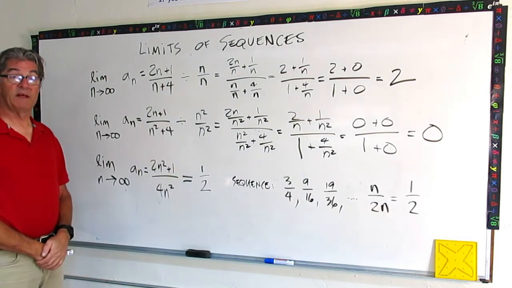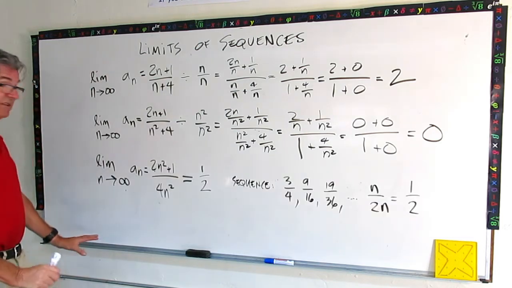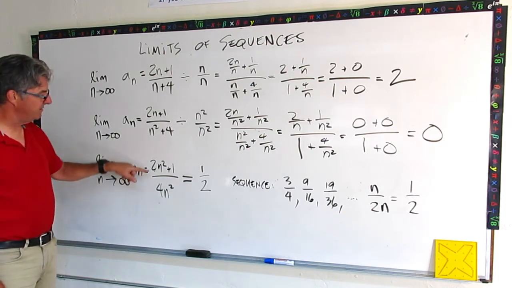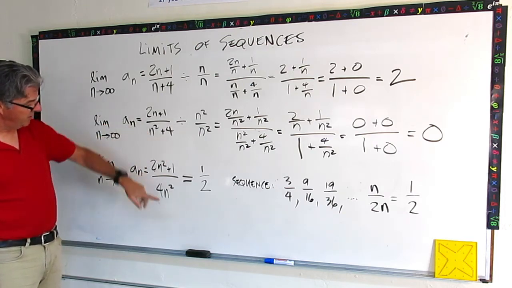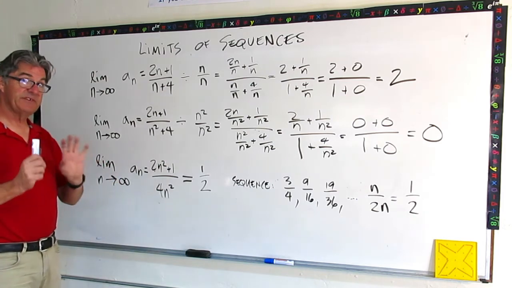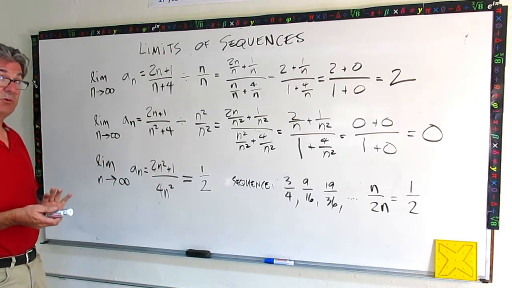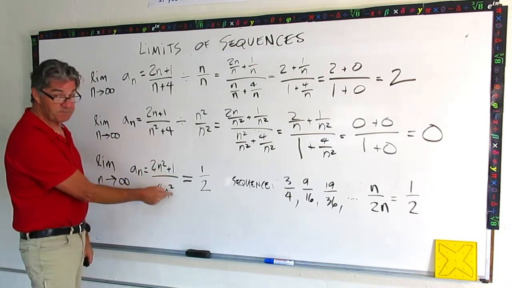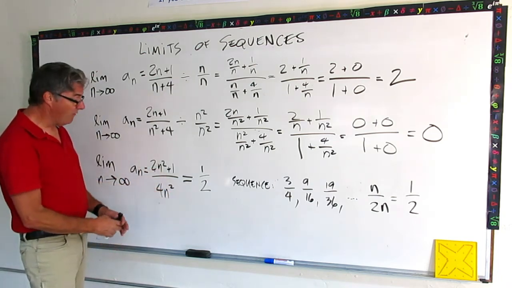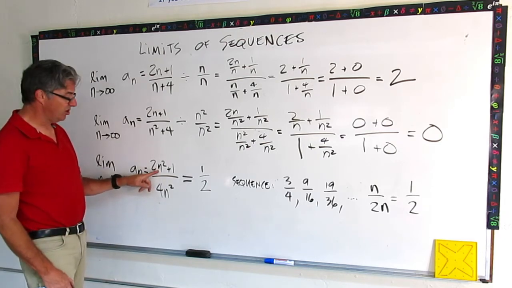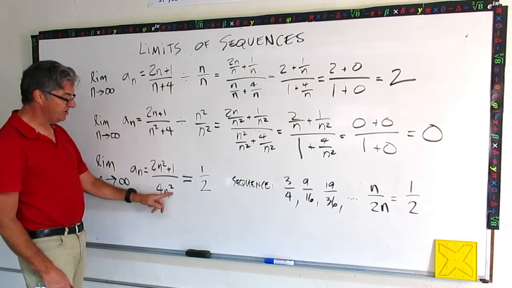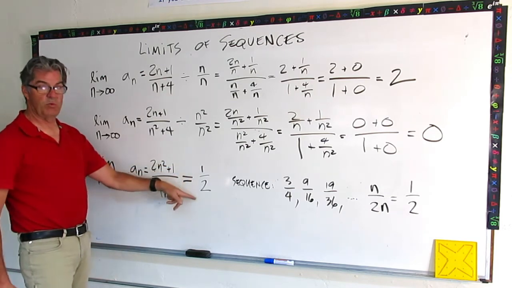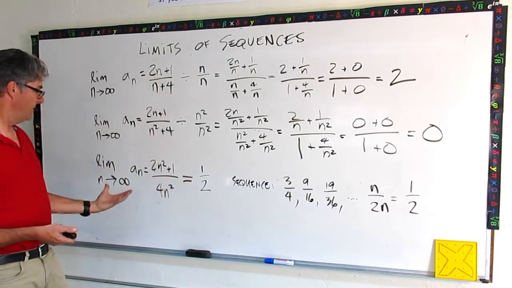Okay, let's look at one last limit here. So check this out. Limit as n goes to infinity, a sub n, 2n squared plus 1 over 4n squared. So now I'm going to skip the algebra here and just use what we know about these sequences. Okay? The degree is the same. So now it's just going to be the coefficient on the highest degree term on the top over the coefficient on the highest degree term on the bottom. So that's going to be 2 over 4, which is just 1/2. So that's our limit for this function.